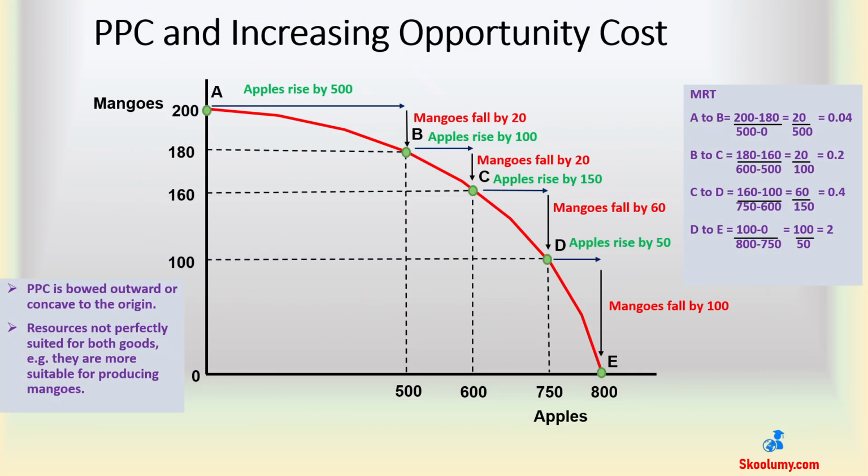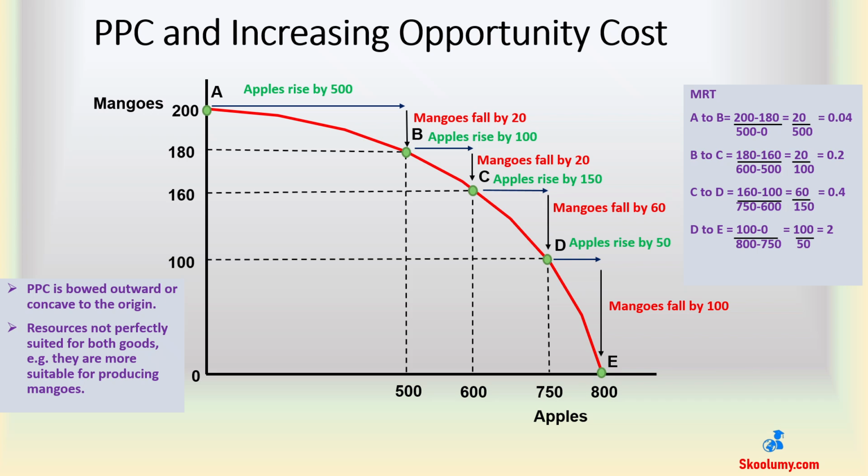PPC and increasing opportunity cost. The opportunity cost of producing an extra unit of apple has been calculated from one point to another. From A to B, 20 mangoes are given up to produce 500 extra apples. 20 divided by 500 is 0.04, meaning 0.04 unit of mango has to be sacrificed to produce an extra unit of apple. Likewise, the MRT from B to C is 20 divided by 100, which is 0.2. MRT from C to D is 0.4. From D to E is 2.